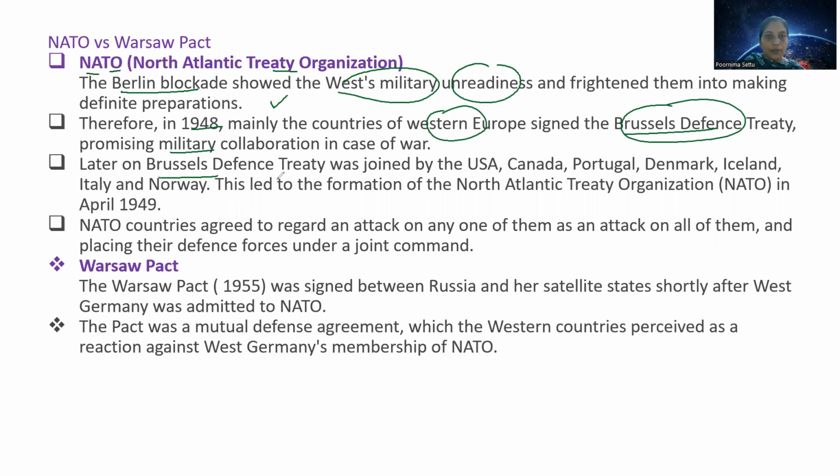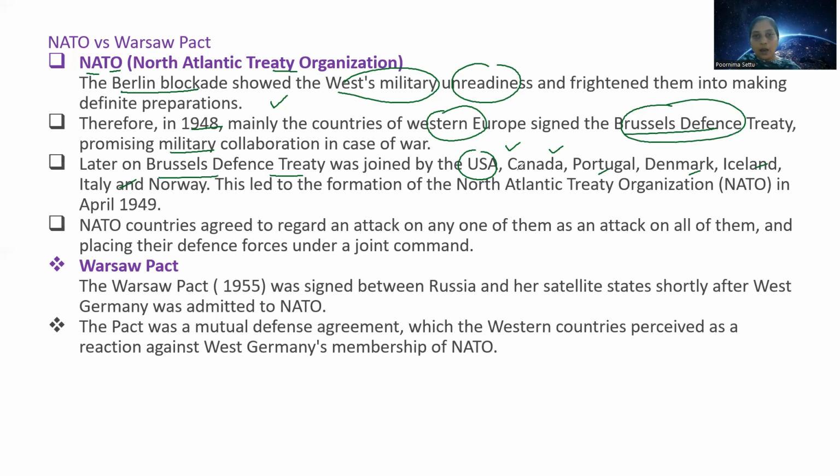Later on, the Brussels Defense Treaty was joined by the USA, and then by many countries like Canada, Portugal, Denmark, Iceland, Italy, and Norway. This led to the North Atlantic Treaty Organization. These NATO countries agreed to regard an attack on any one of them as an attack on all of them. So these are the NATO countries.